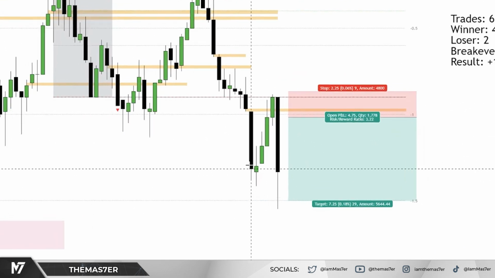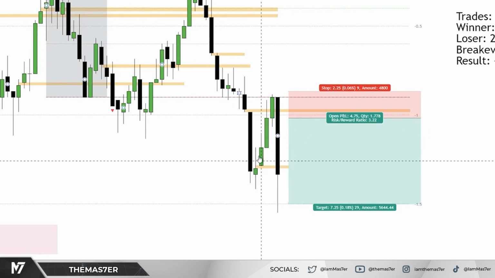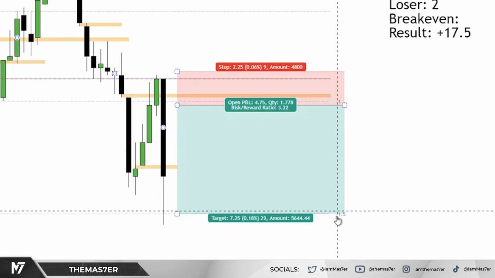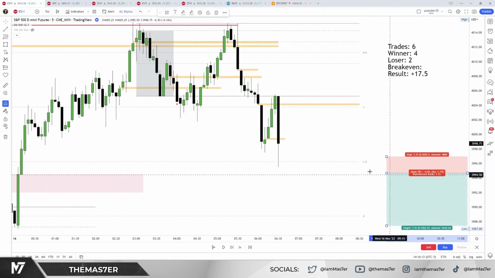First of all, volume imbalance over here. Confluence for my short trade. Target, new low, next standard deviation. So the 1.5 standard deviation. Good.